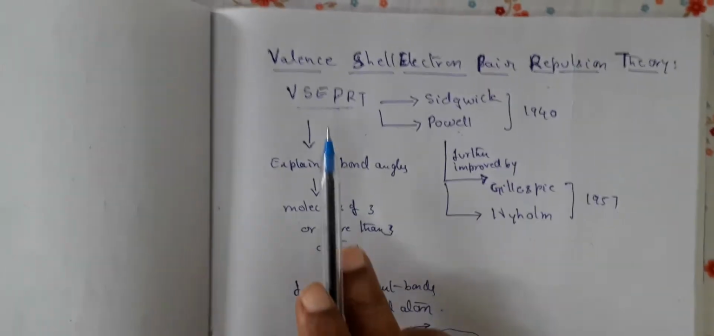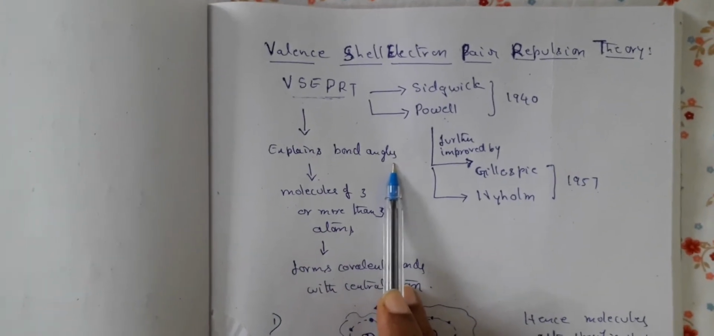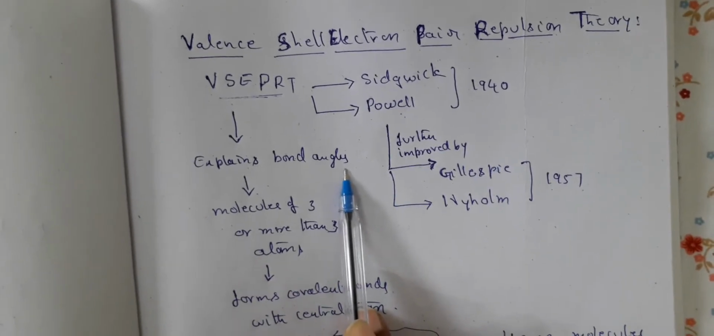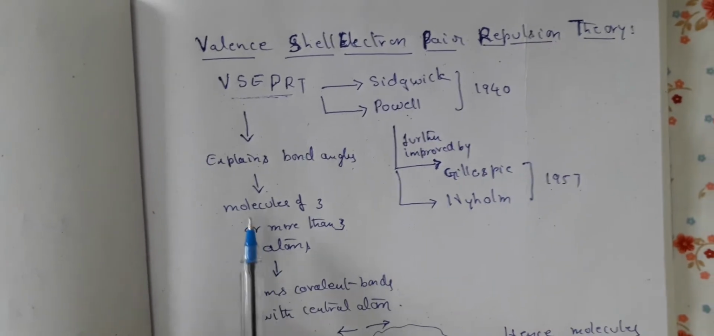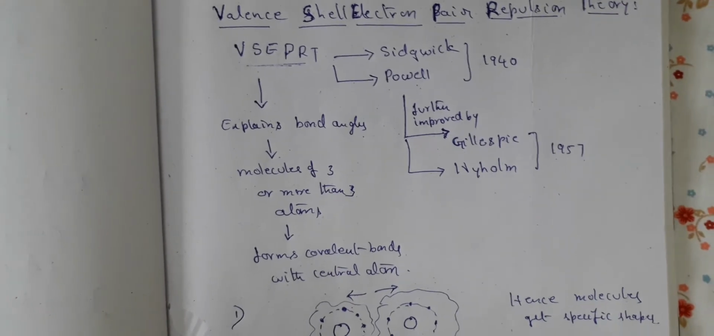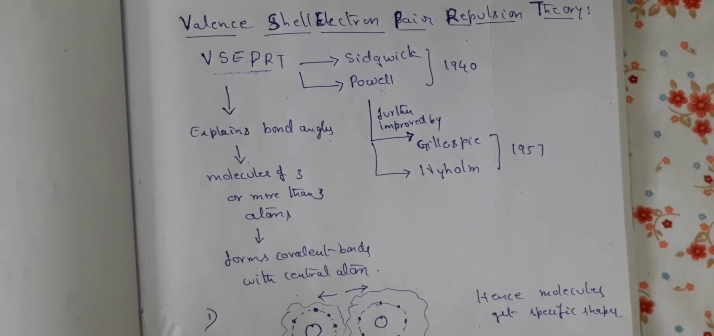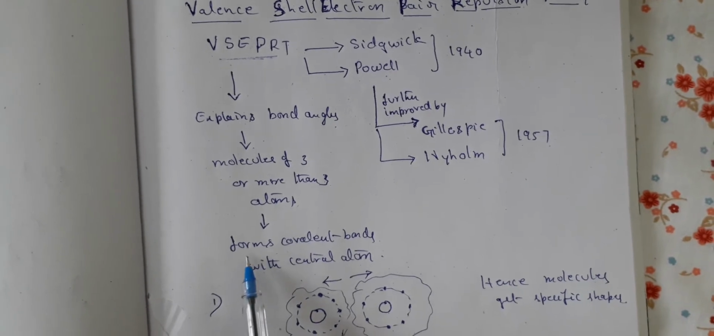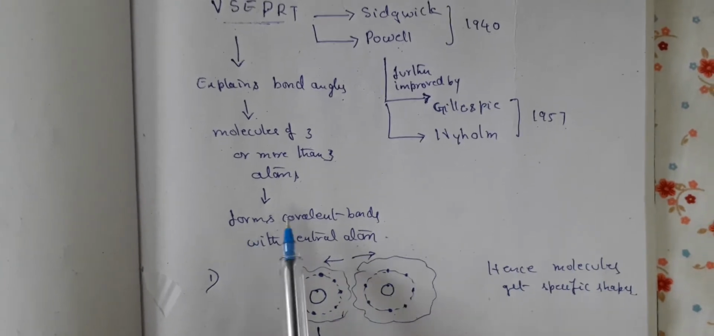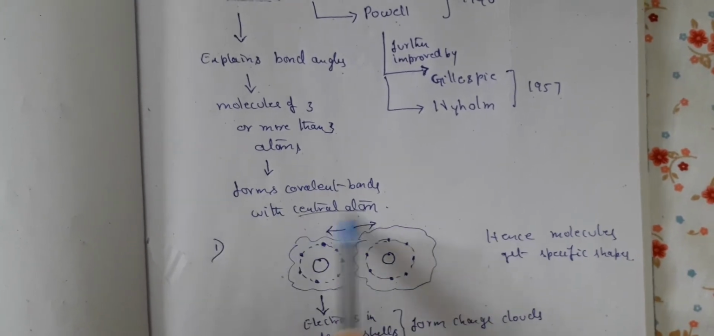So what does this theory do for us? VSEPRT explains bond angles. As we have just discussed, what are the bond angles formed in different molecules. It is able to explain that, as well as molecules of 3 or more than 3 atoms: when there are 3 or more atoms, what is happening and why is it so formed. And also how these 3 or more atoms are able to form covalent bonds with a particular central atom.